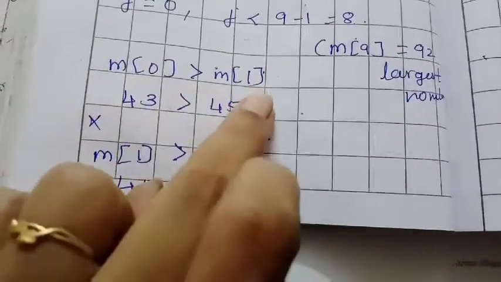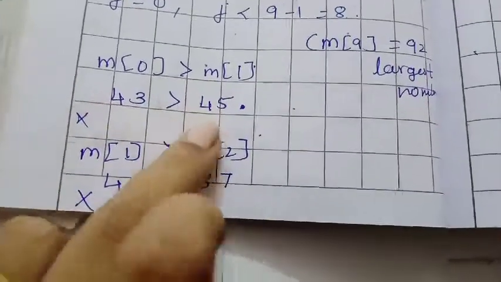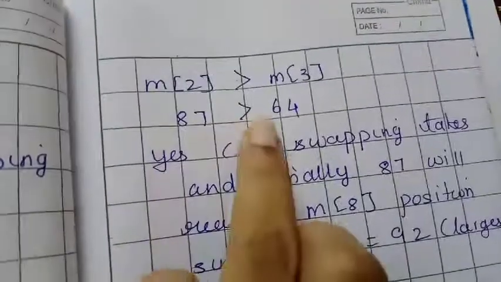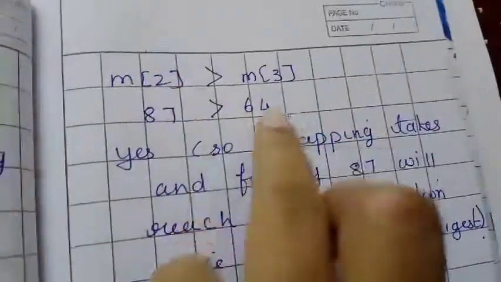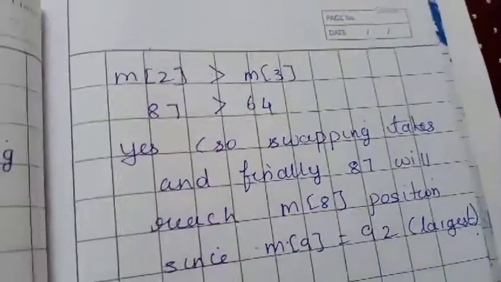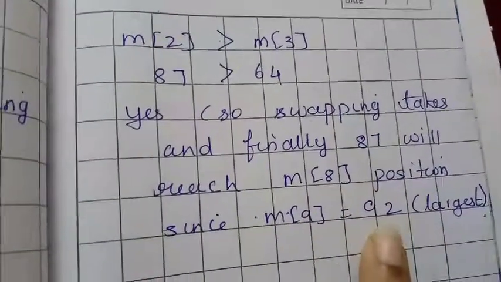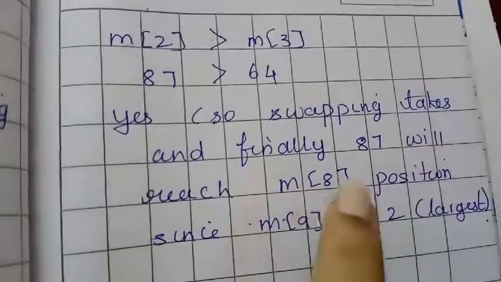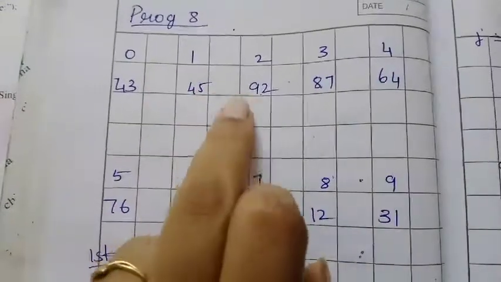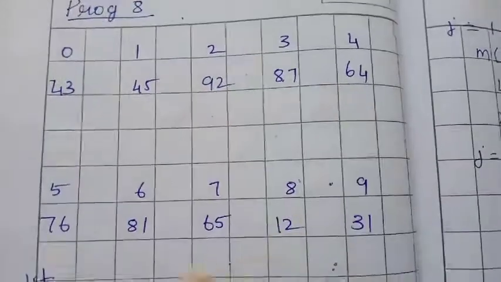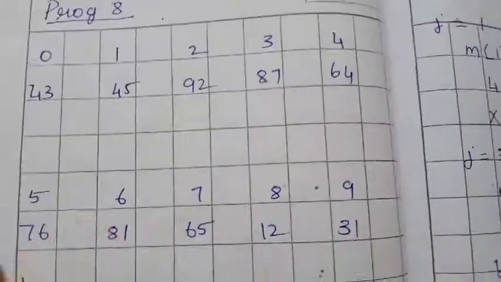So is m of 0 greater than m of 1? Is 43 greater than 45? We are going to check. It is not. Is 45 greater than 87? Not there. But 87 is greater than 64. Again the swapping is going to be done here and the 87 will be pushed to the m of 8 position. So m of 9 will be the first largest, 92, and m of 8, the second largest, will be 87. Like this the iteration keeps going. Then again 43 and 45 will be encountered, you keep on checking, and the largest number will be pushed to the right side.